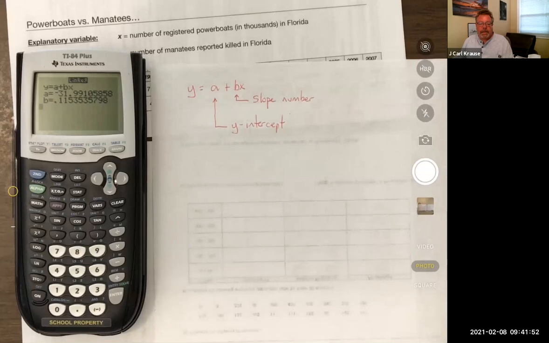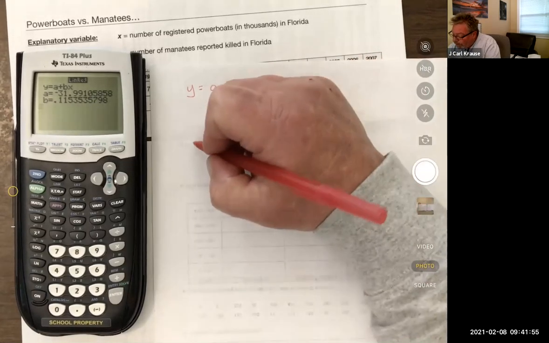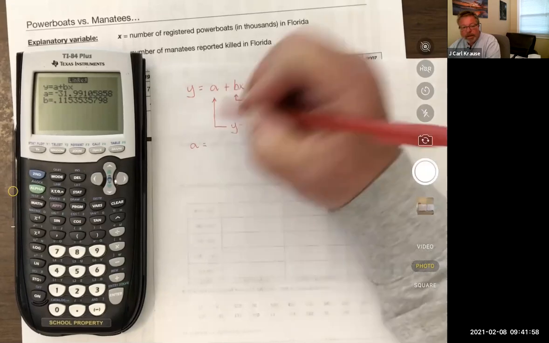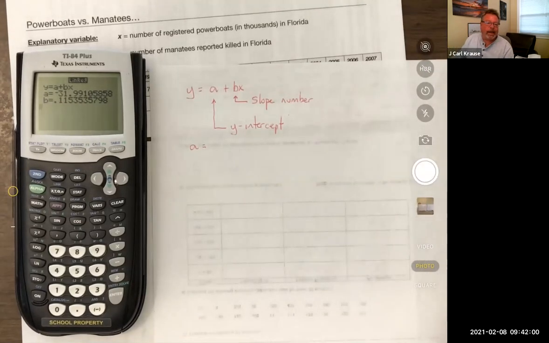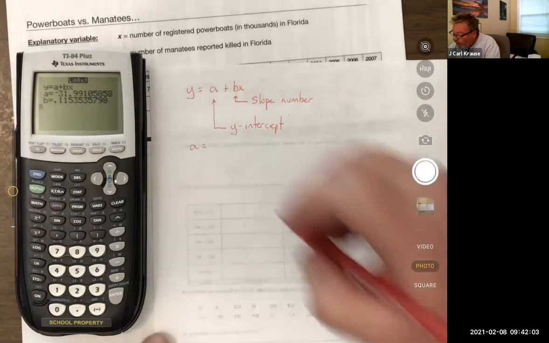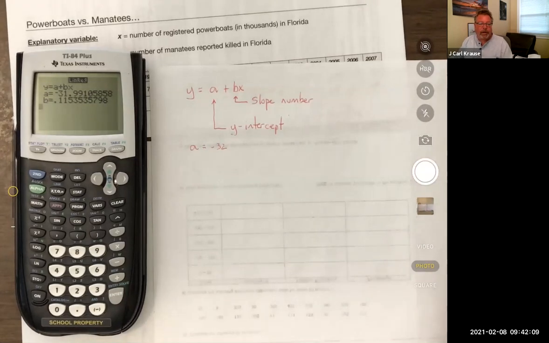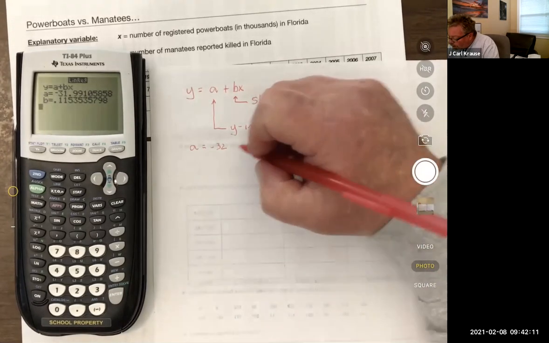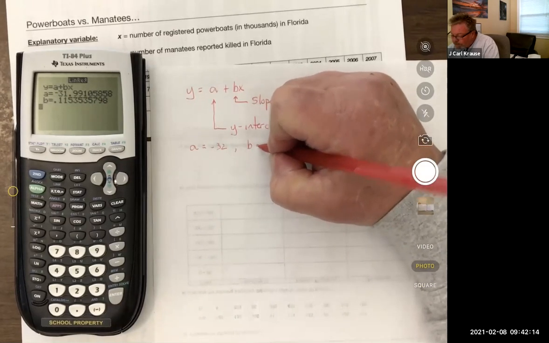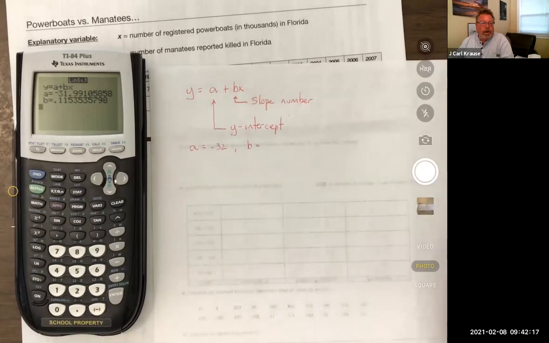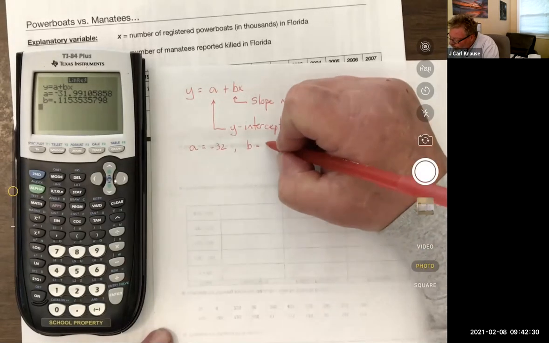And what the calculator is telling you is, hey, your y-intercept, the value of a, is negative 31.99, and lots more digits. I'm just going to call that negative 32. That feels like a good place to round off. And it's going to say your value of b, your slope number, is 0.1153 and some change. It's a little awkward to round off here, but I'm going to go ahead and round off to 0.12.